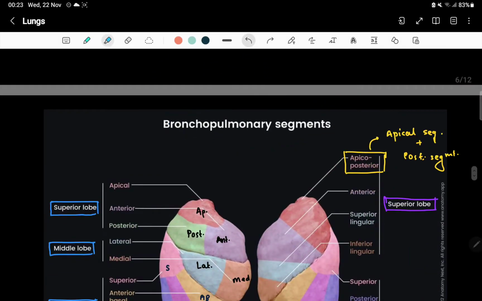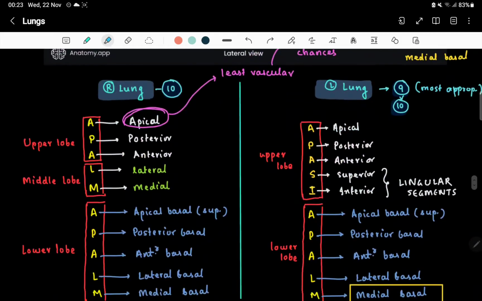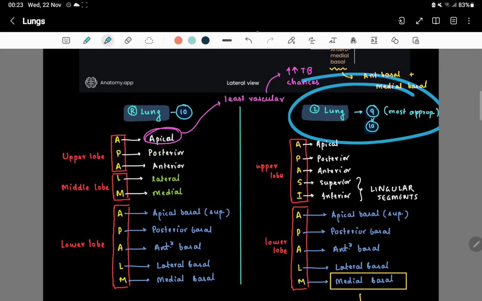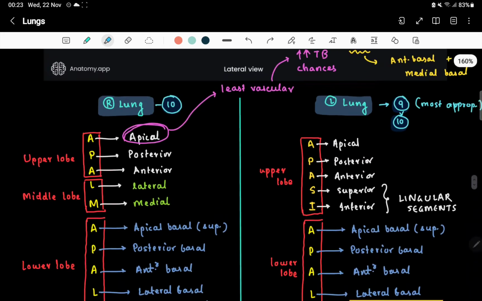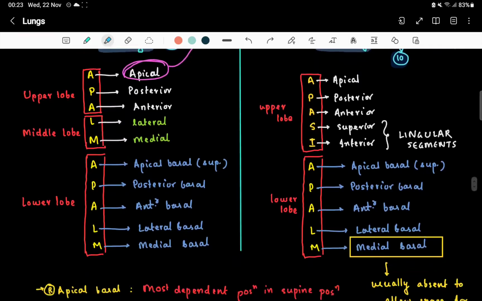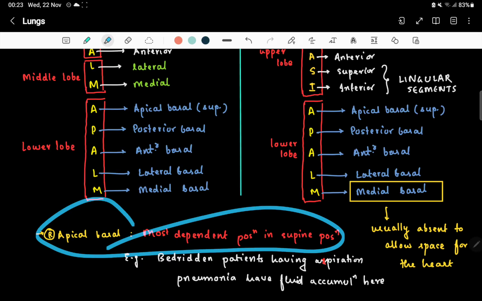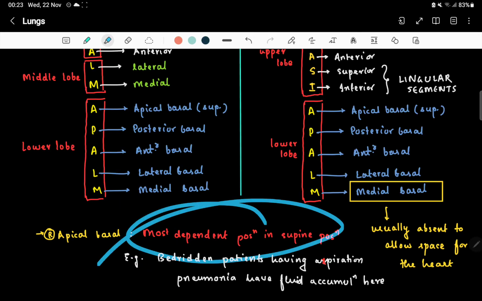Let's talk about the bronchopulmonary segments. What are the segments present? The right lung has 10 segments, the left lung has 9 segments. Most appropriate is 9, but you can also write 10 segments, because the medial basal segment is usually absent. The right apical basal segment is the most dependent segment in the supine position.